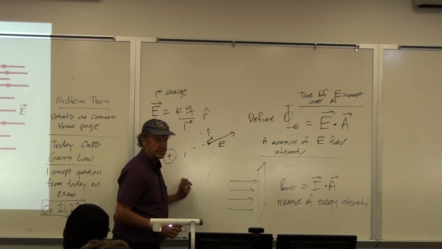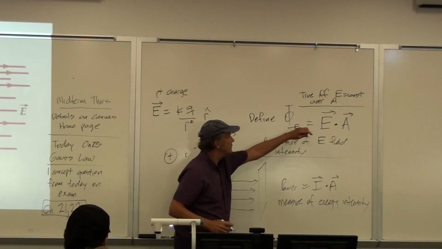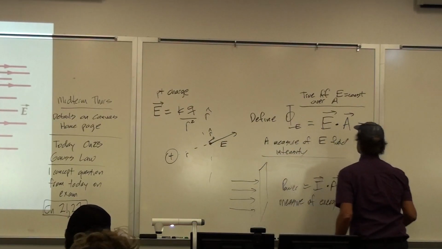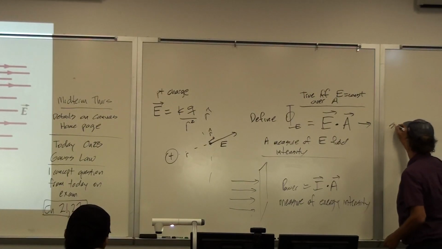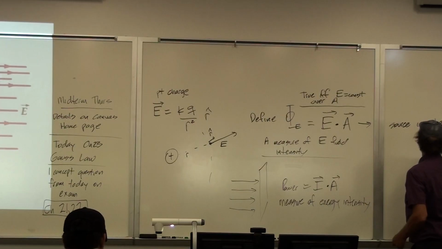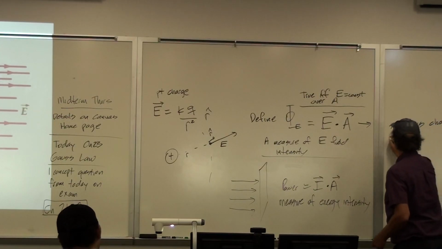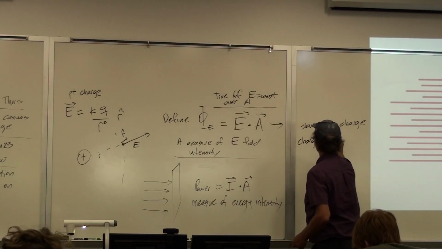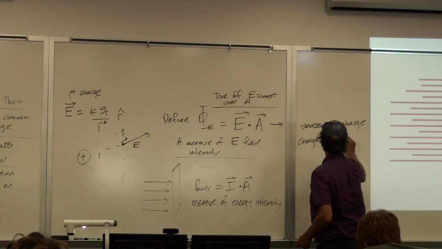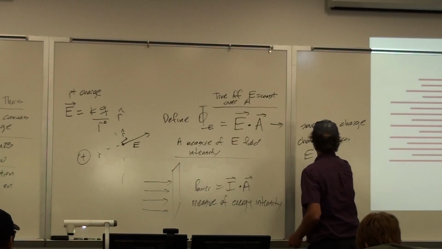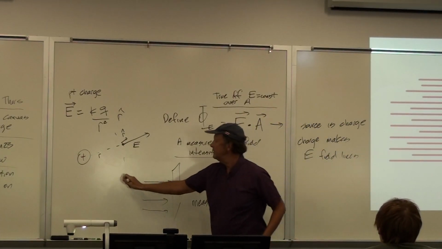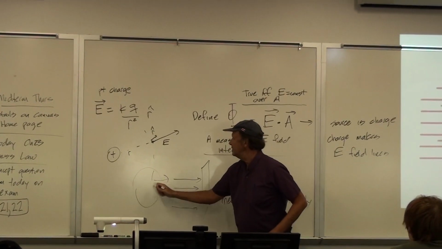This could be like the sun or something. That's the source. What's the source of the electric flux? Well, the source is what the source of electric field is. The source is charge. Why? Because charge makes electric field lines, just like the sun here creates photons.